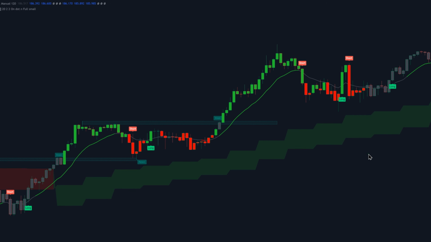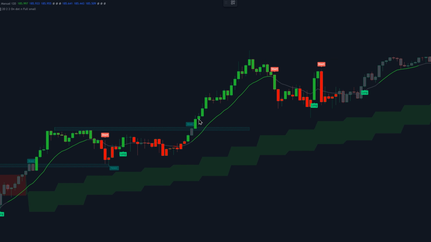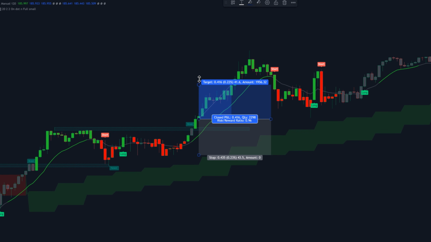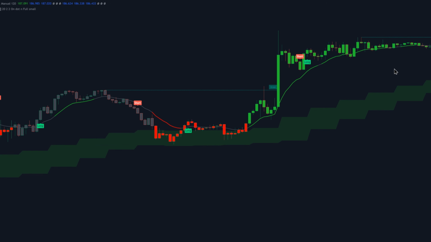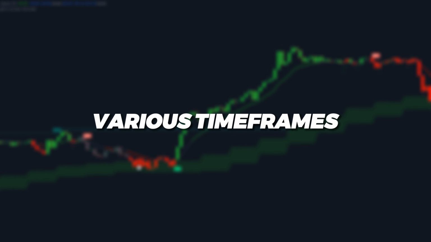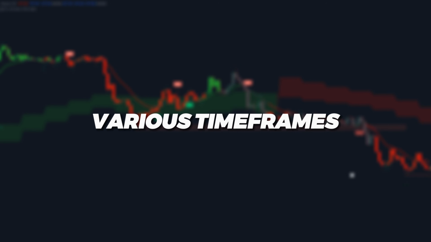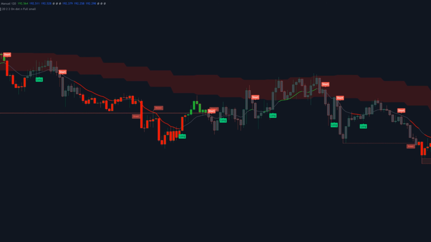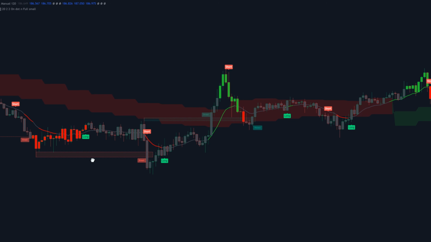Overall, the LNL Trend System is a versatile trading indicator. It combines multiple components and modes to assist traders in identifying the trend, potential trade setups, and market conditions across various timeframes and market types. If you're interested in checking out this indicator, well, you can find it on TradingView.